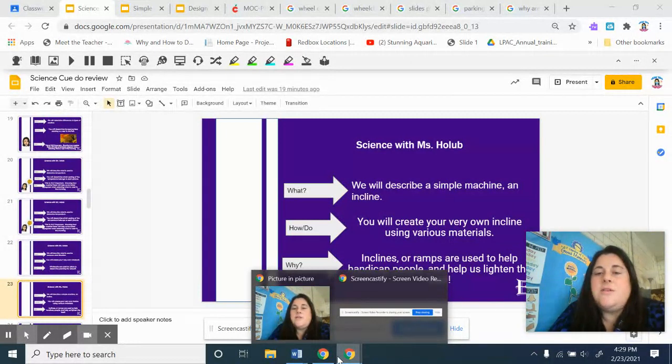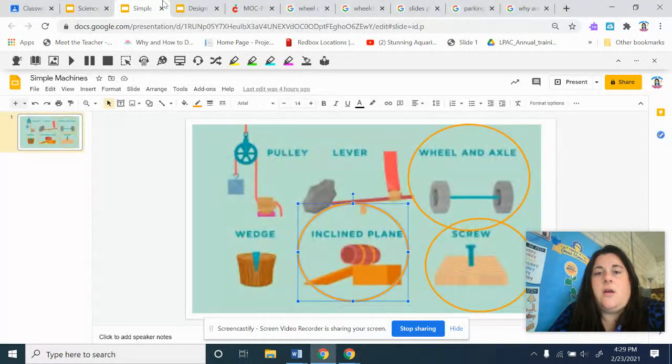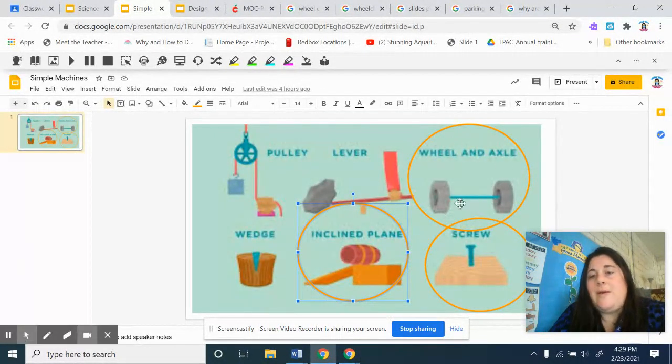We are going to talk about a simple machine called an incline or a ramp. And we are also going to talk about a wheel and axle, and a screw. But today we're going to talk about an inclined plane or a ramp. That's another way of saying a ramp. Now let's give some think time. Who has ever seen a ramp before? Where have you seen a ramp?